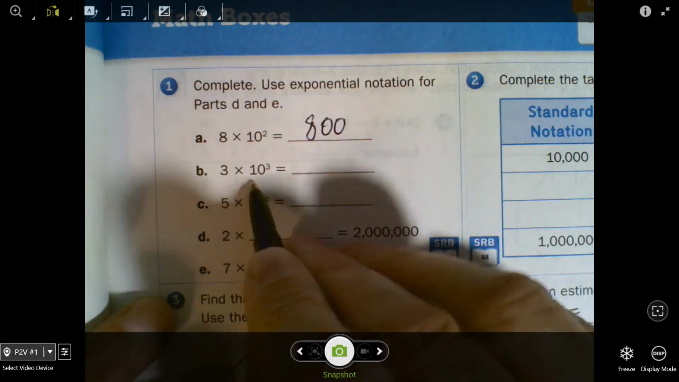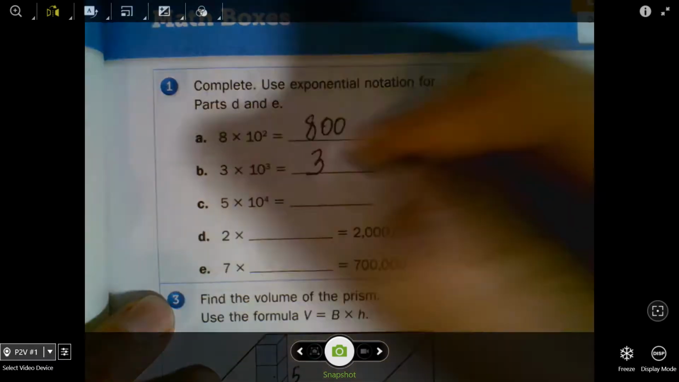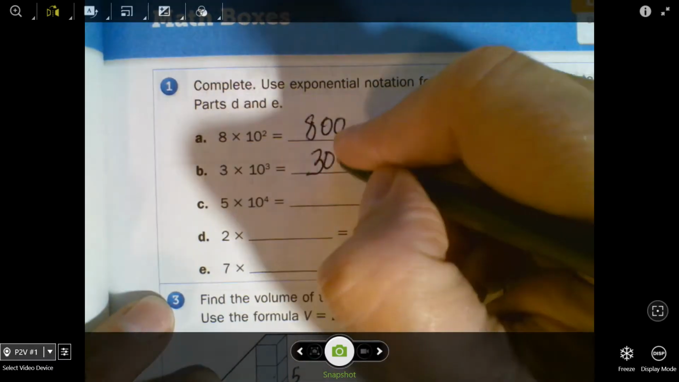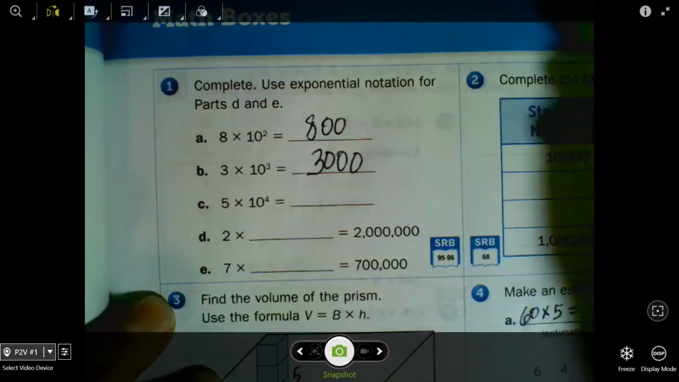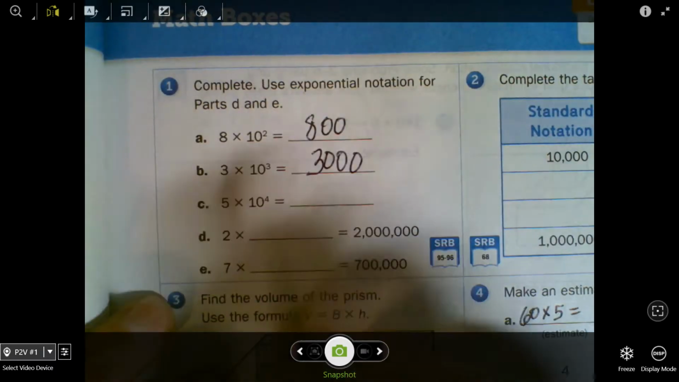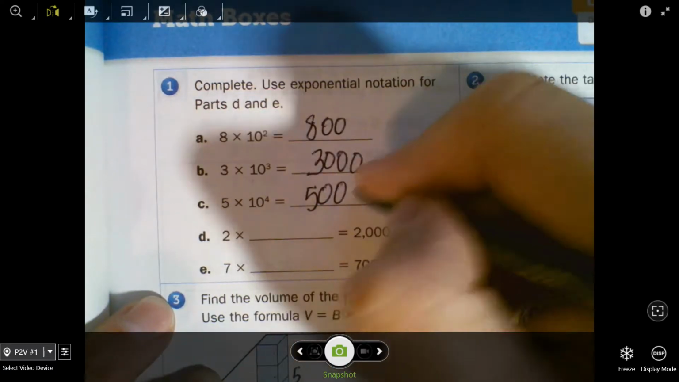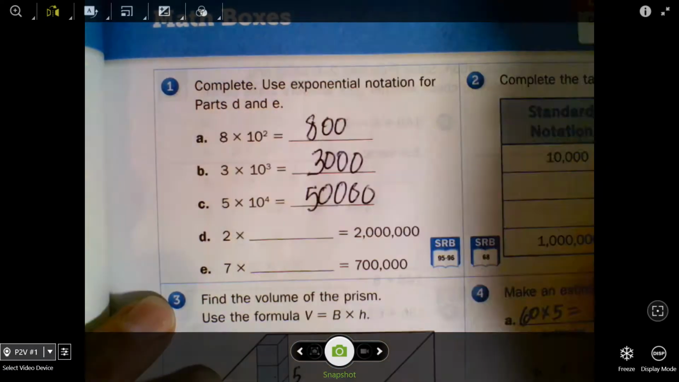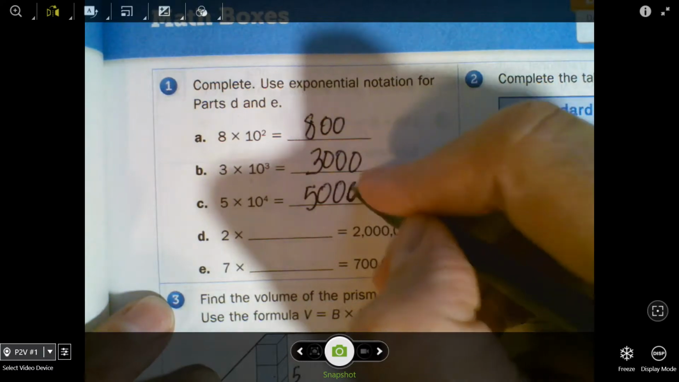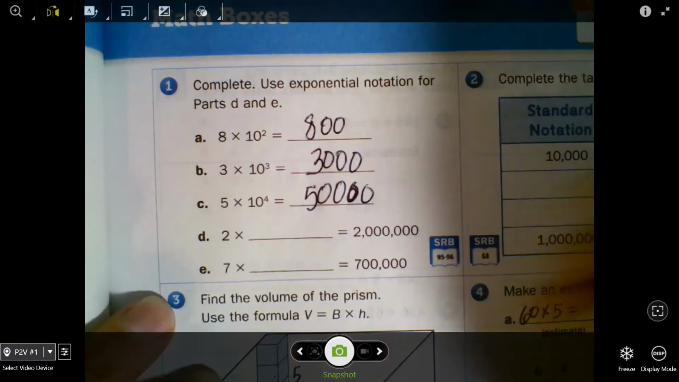So here now we have a 3. 3 times 10 is 30, times 10 to the second, times 10 to the third. 5 times 10 to the first would be 50, to the second, to the third, to the fourth. That is a 0. Not a very good one, but it's a 0.